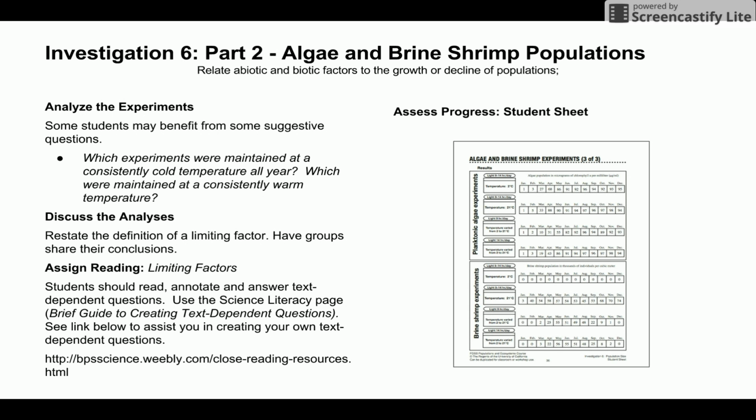Next, assign the reading Limiting Factors. Students should read, annotate, and answer text-dependent questions. Use the science literacy page, Brief Guide to Creating Text-Dependent Questions. See the link below to assist you in creating your own text-dependent questions. Assess students' progress using the student sheet.